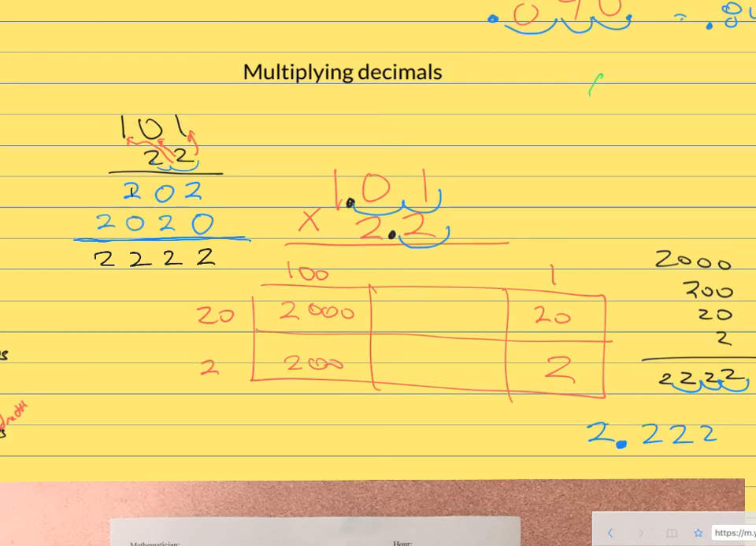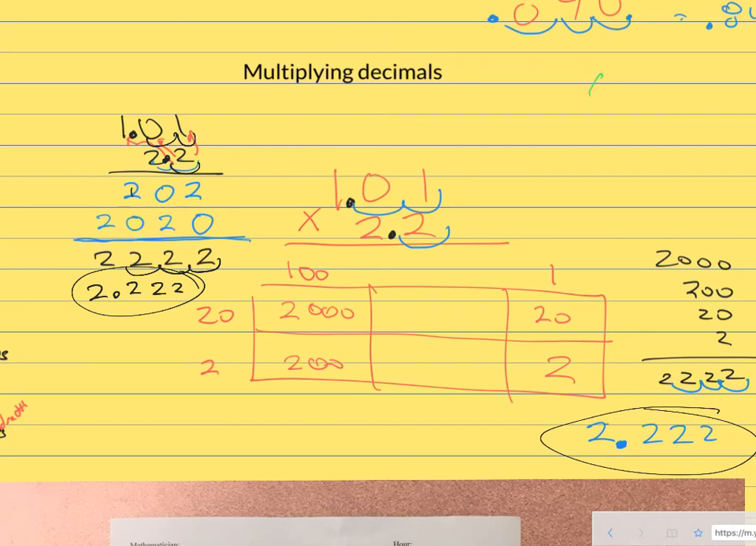Now if I add my decimals, here it was, and here it is. So 1, 2, 1. So that's 3. 1, 2, 3. 2.222. Did we get the same answer? Yes. All right.